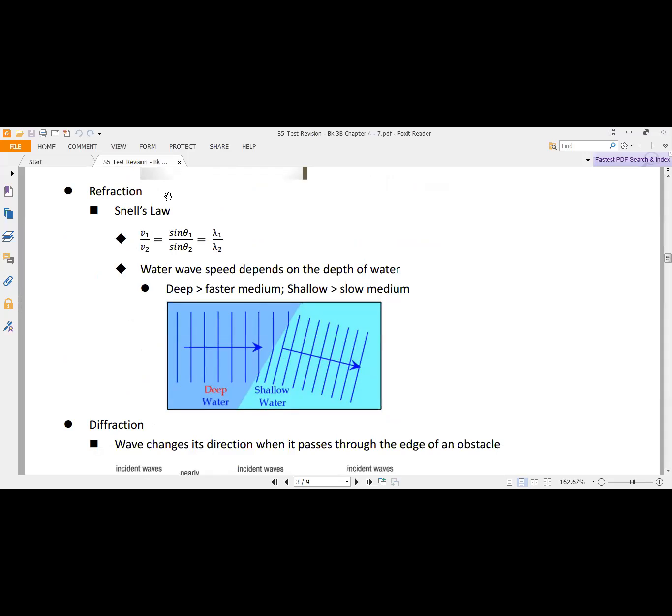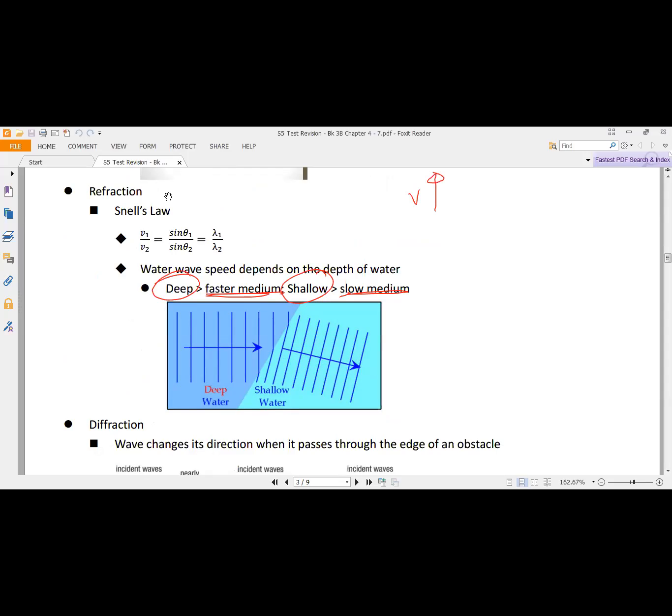Okay. Now, what is the condition for refraction of water wave? That is when the wave travels from one medium to another medium. And in water waves, we are talking about the deep or shallow region. Okay, the deep region is where it goes faster, and the shallow region is the slow medium. Now, first you need to be able to remember this relationship, and then we make use of it.